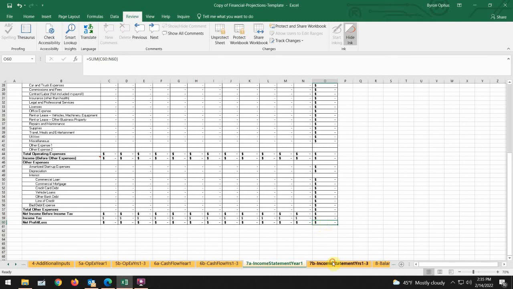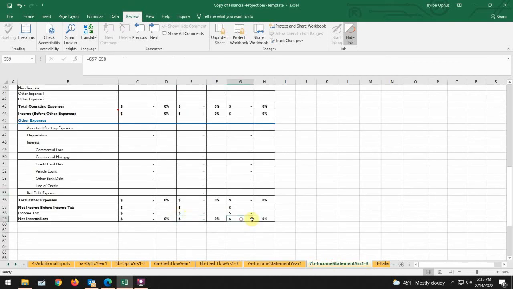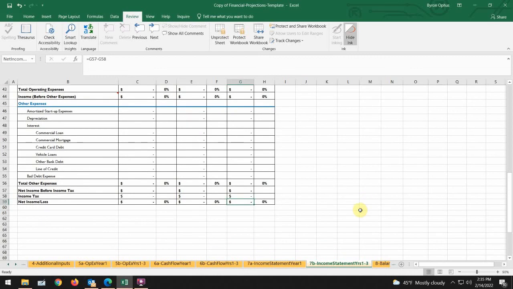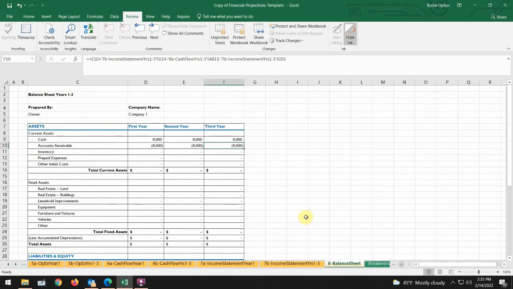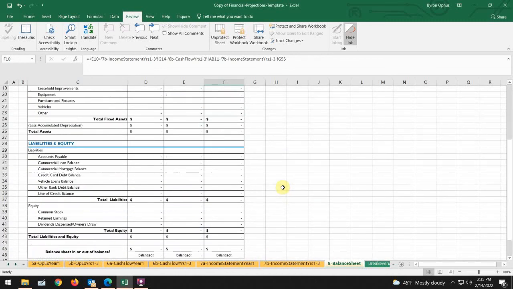So, just kind of look at it and see, does that kind of make sense? Does that sound kind of reasonable? Does it look kind of reasonable? That's it. That's all you have to do for the income statement. Look it over, make sure it's reasonable. If not, you may have to go back and make some adjustments. Then we get to the balance sheet.